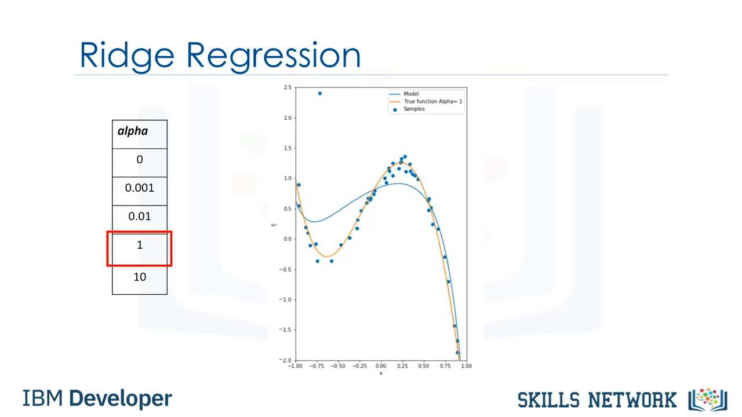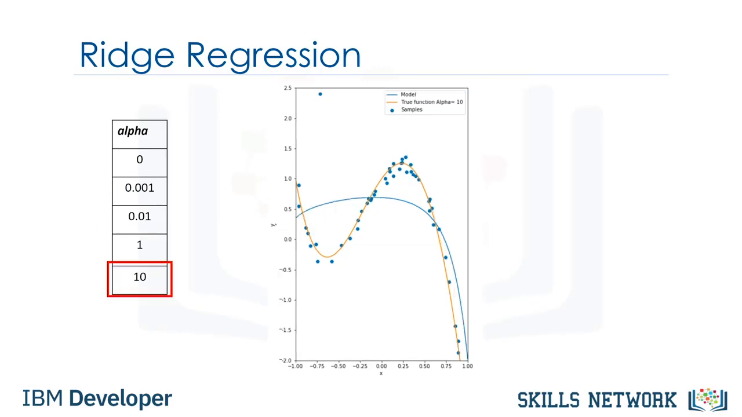When alpha equals 1, we see the first signs of underfitting. The estimated function does not have enough flexibility. At alpha equal to 10, we see extreme underfitting. It does not even track the two points. In order to select alpha, we use cross-validation.